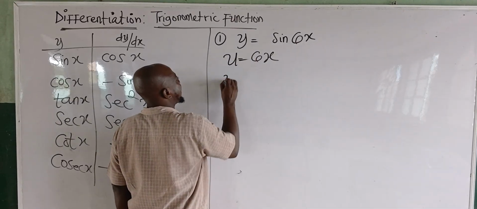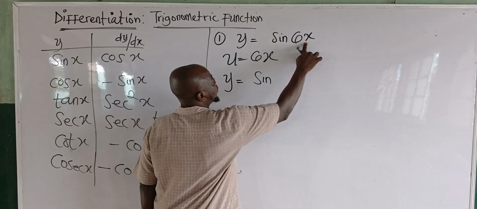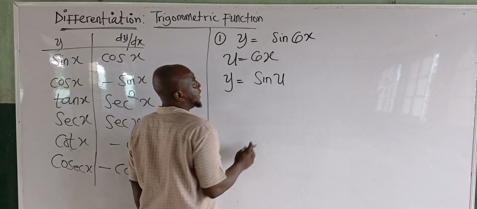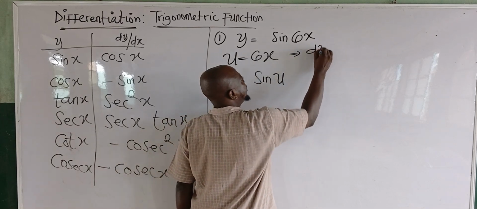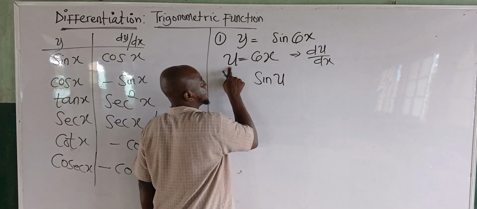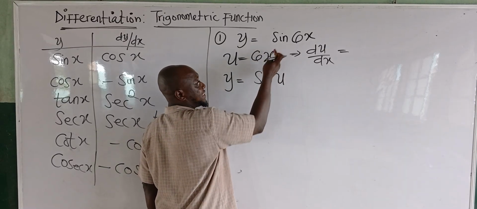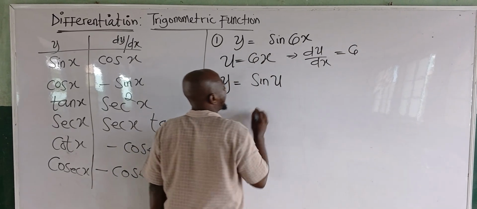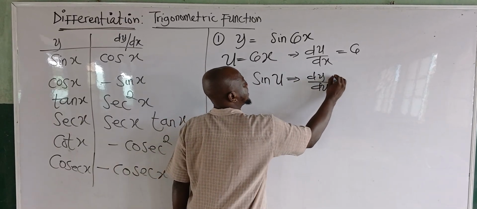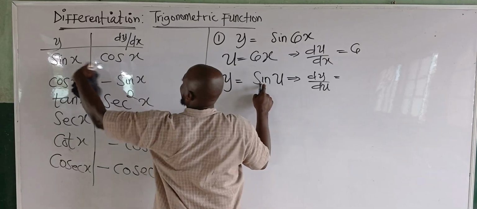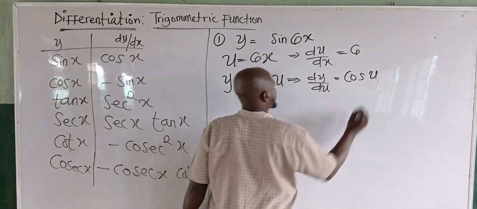Next up, we therefore say let y be sine, since we say let this one be u, so I'll put u there. Next up, I'm going to differentiate u with respect to x. So I have du/dx. If you're having x to the power 1, just pick the coefficient, because this is x power 1. And if you differentiate y with respect to u, I just said if you differentiate sine, you get cos. So this is cos u.